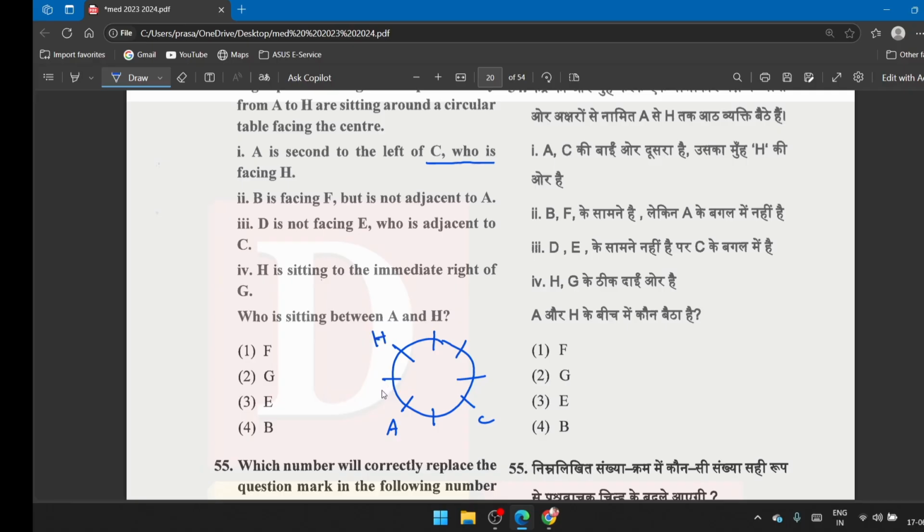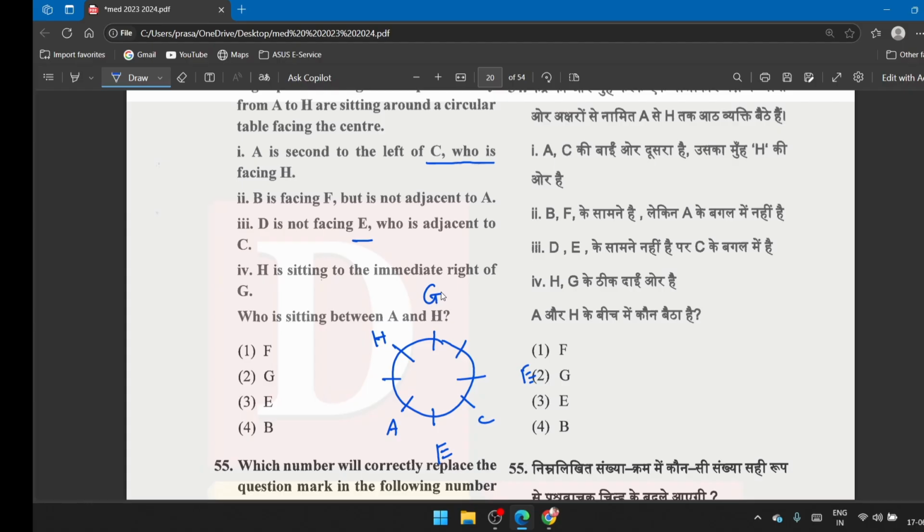Okay. B is facing F but is not adjacent to A. We will see this later. D is not facing E, who is adjacent to C. So E can be here, or E can be here. H is sitting to the immediate right of G. So here you can place G. Now, B is facing F.